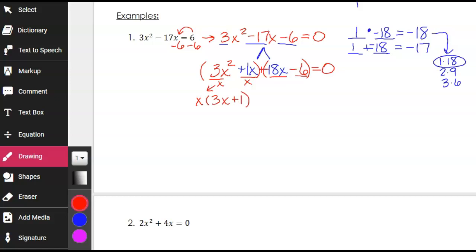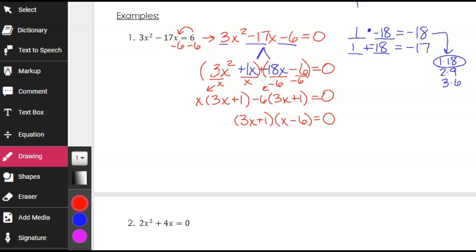Here, my signs need to be changed. I'm leading with a negative coefficient here, so I need to divide by negative something. Negative 6 ought to do it. This is all still equal to 0. And then my factors are 3x plus 1 and x minus 6. And if I multiply them, it should equal 0.